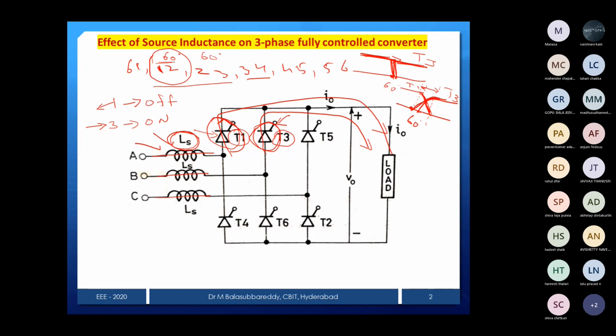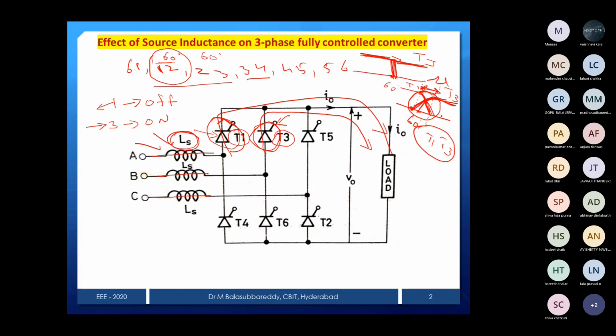Now, what is the observation? T1 has current, and T3 also has some current. So both devices T1 and T3 have some current. Then what will happen? T1 and T3 will together fire during this instant. Whatever the overlap means, both having some current, this overlap I call as mu. That is on the upper group side.